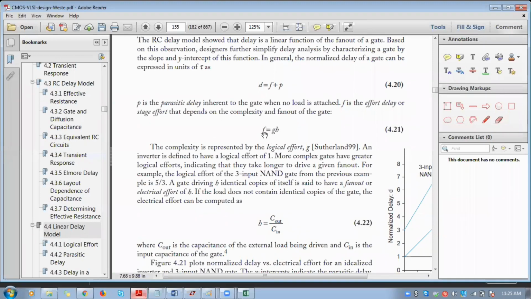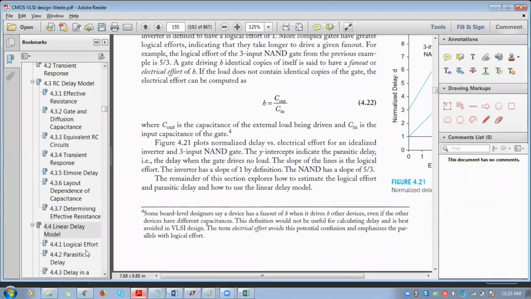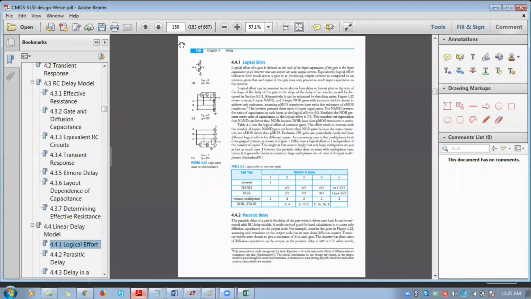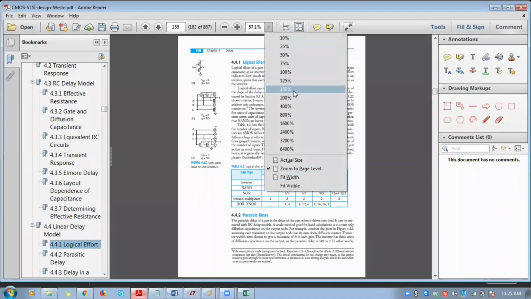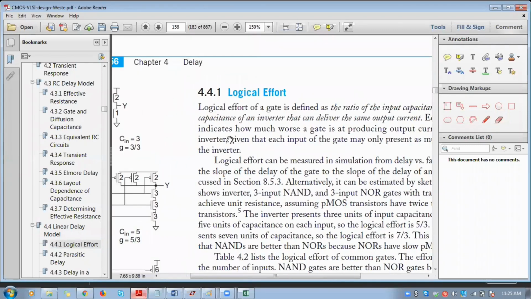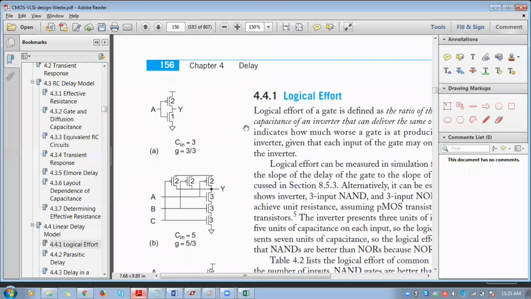First we can see how to calculate logical effort. While calculating logical effort, keep in mind that the logical effort of a network can be calculated as the ratio of the input capacitance of the particular gate under test to the input capacitance of a unit inverter. Keep in mind that both have to deliver the same output current.